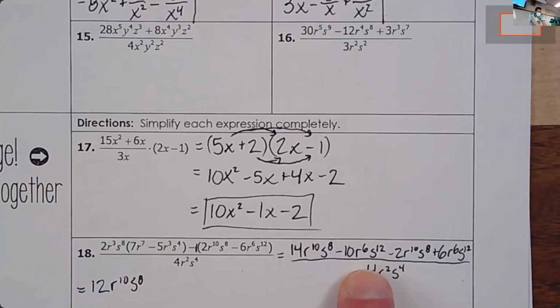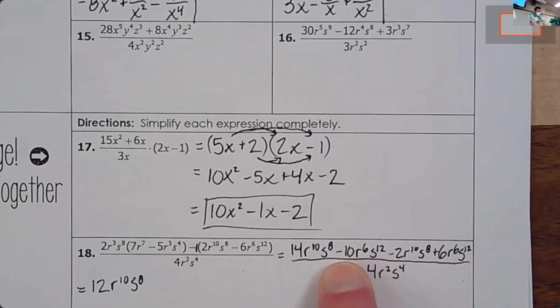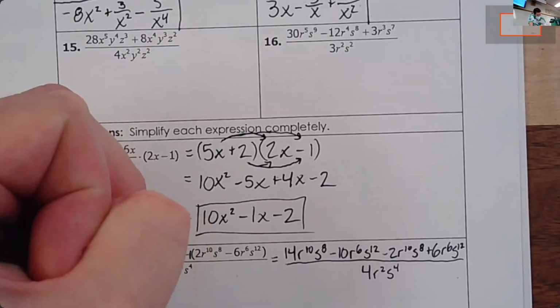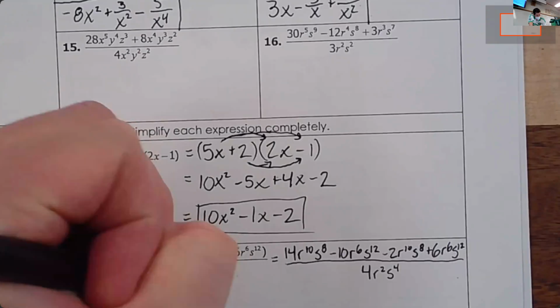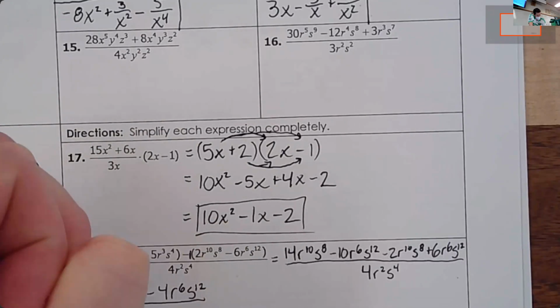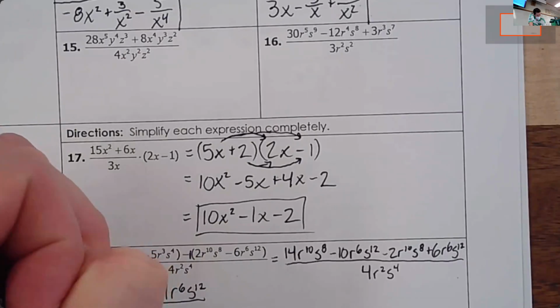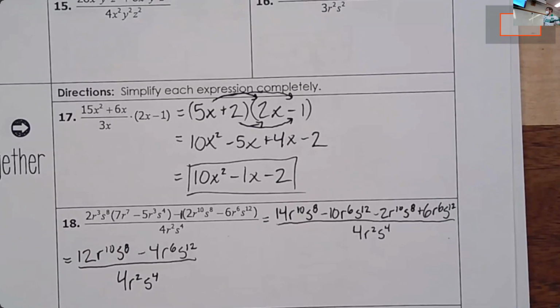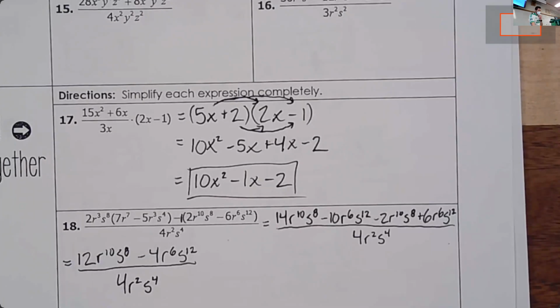And we also have r to the 6th s to the 12th with our -10 and r to the 6th s to the 12th with our +6. So -10 plus 6 is -4, so -4 r to the 6th s to the 12th power, all over 4r squared s to the 4th. And now this problem looks very similar to the other ones that we did this class period with our division. So we're going to use the quotient rule now.